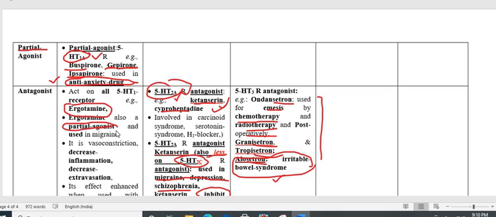So this is all about theory class number 13. In the next class we are going to discuss the next autacoids. That's all.